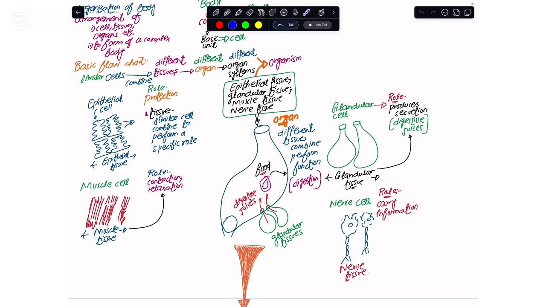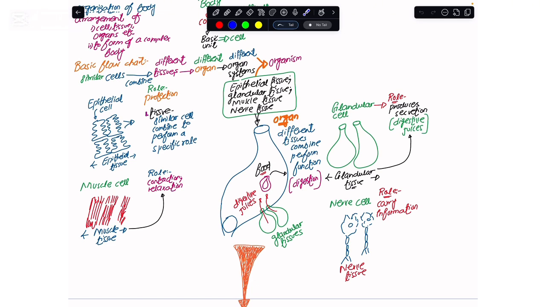So if you could focus, epithelial tissue has one particular role in terms of providing protection, muscle tissues in terms of contraction and relaxation, and glandular cells make the glandular tissue and then produce the secretion, and likewise the nerve tissue that we have. When I combine all these tissues, we end up making one specialized organ, and this specialized organ is the stomach.